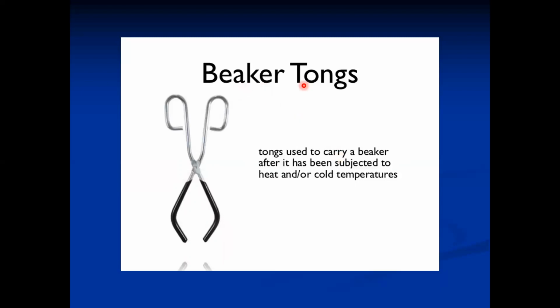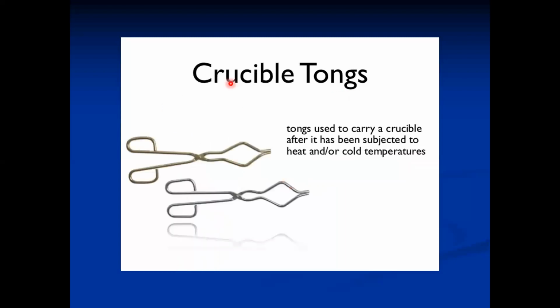Then the beaker tongs, they are used to carry the beaker, especially when the beaker is hot or very cold, to protect your hands. Crucible tongs are also used to hold different lab equipment if it is very hot or very cold.